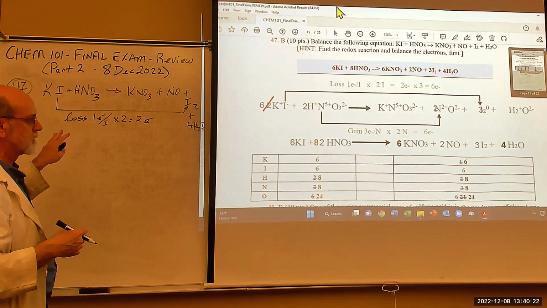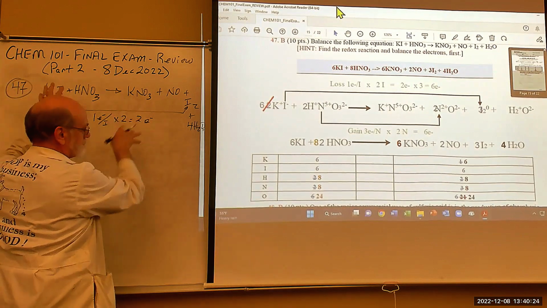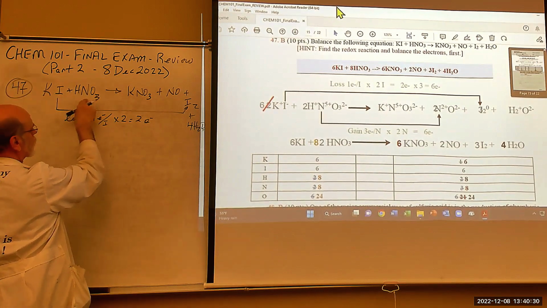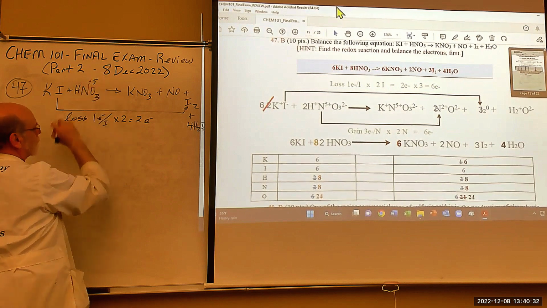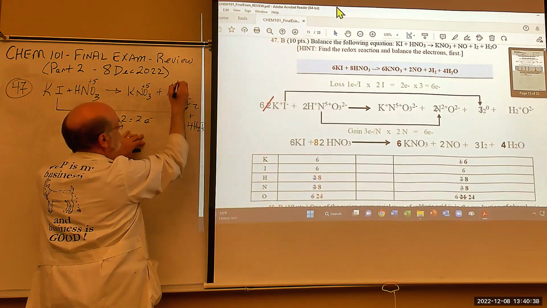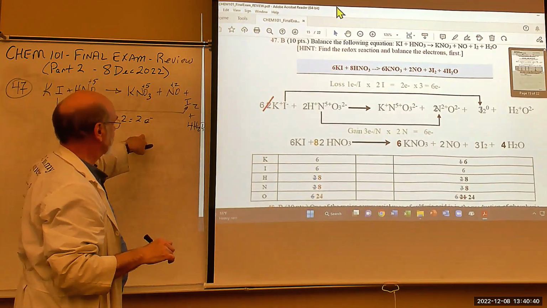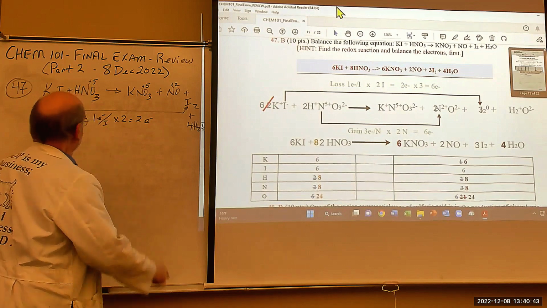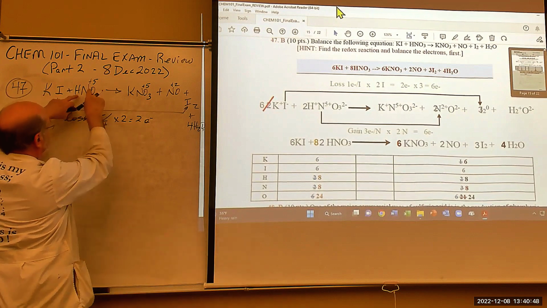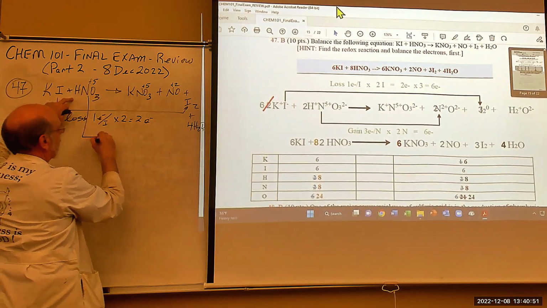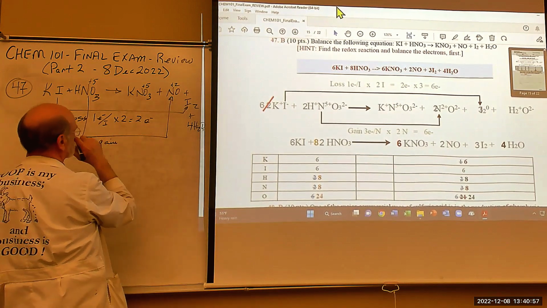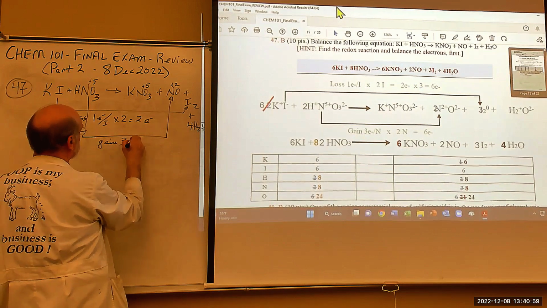So what's being reduced? Well, you have to calculate the oxidation states for each one of these. This one is +5. This one's +5. This one is +2. So what's happening is you're going from this nitrogen at +5 to this nitrogen at +2, which is a gain of 3 electrons per nitrogen.